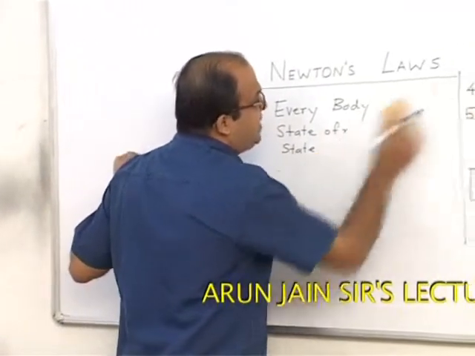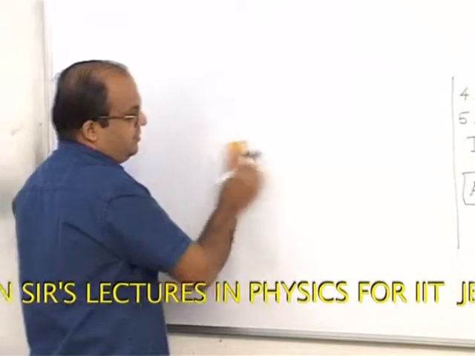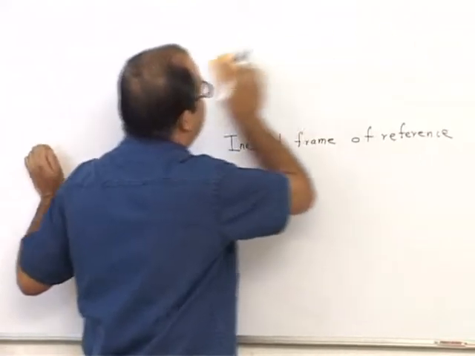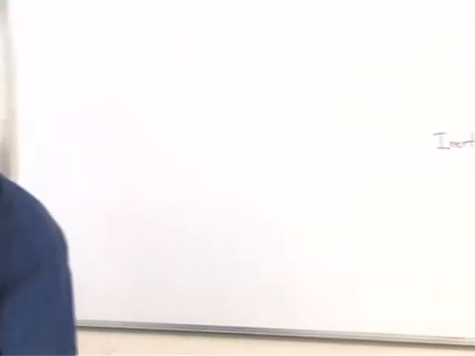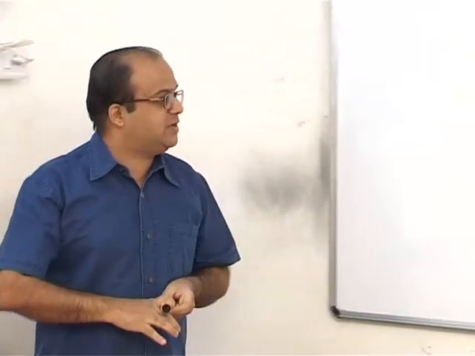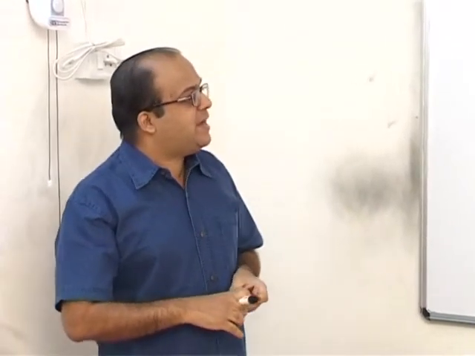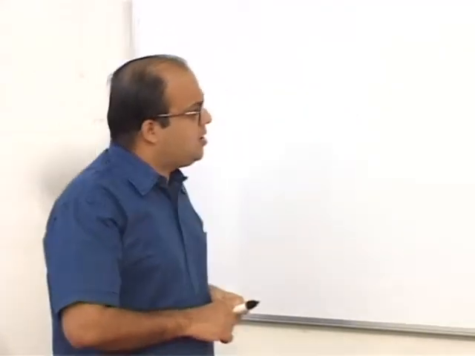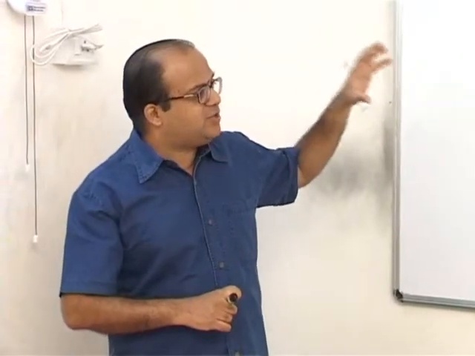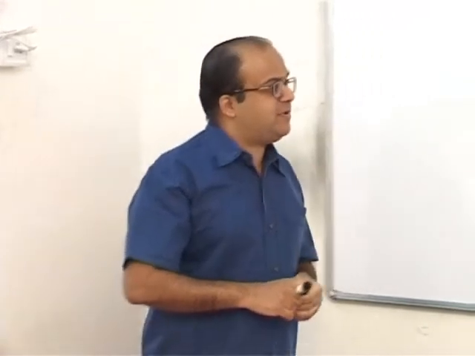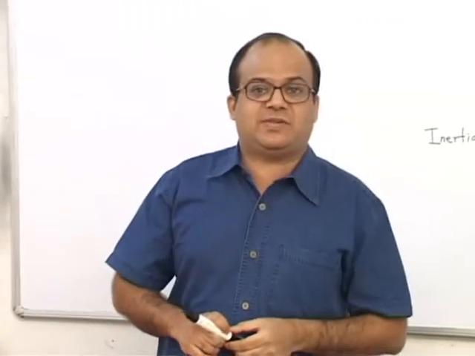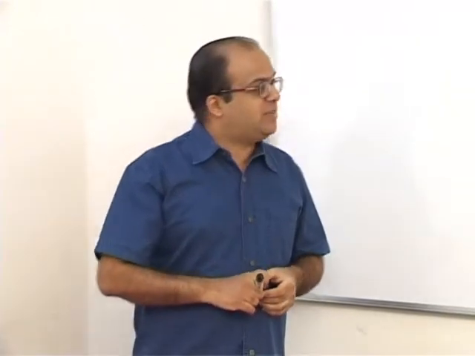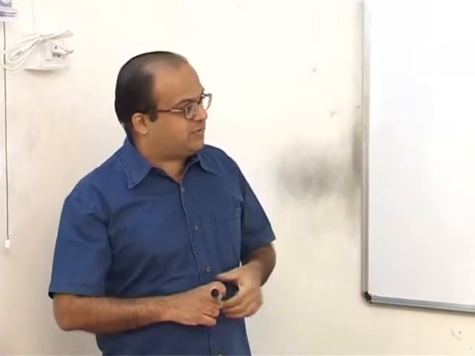Now let us try to understand inertial frame of reference. What is an inertial frame of reference? Inertial frame of reference is a frame of reference in which Newton's laws can be directly applied. There is another way of looking at inertial frame of reference. An inertial frame of reference is a frame of reference that is either at rest or moving with uniform velocity with respect to another inertial frame of reference.